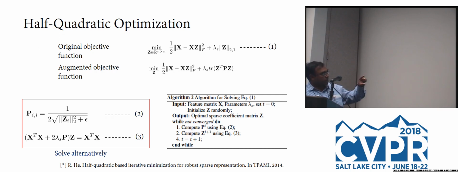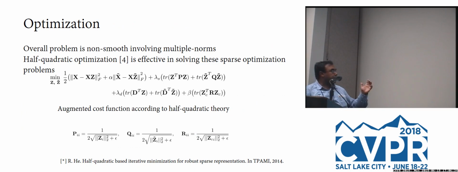And this alternate minimization that you see over here, so you optimize over P and then over Z, and you iterate from one iteration step to the other. This is one of the ways in which these kinds of optimization functions could be solved. I'm not claiming that this is the only way to do it, but this is definitely one way in which you could do it.